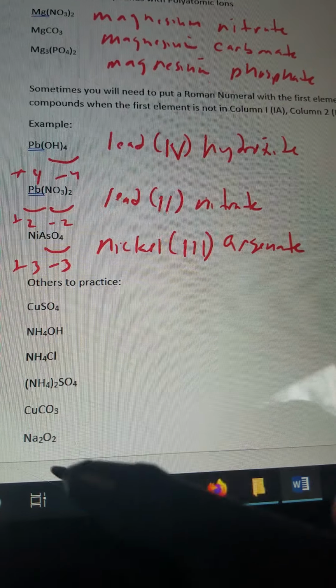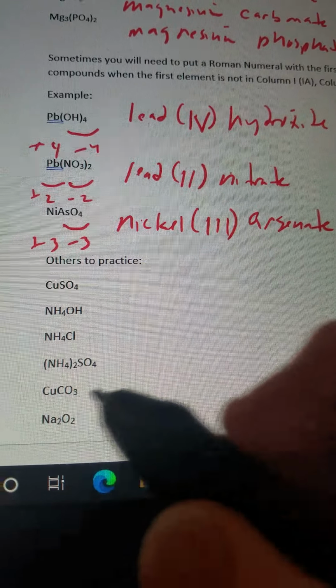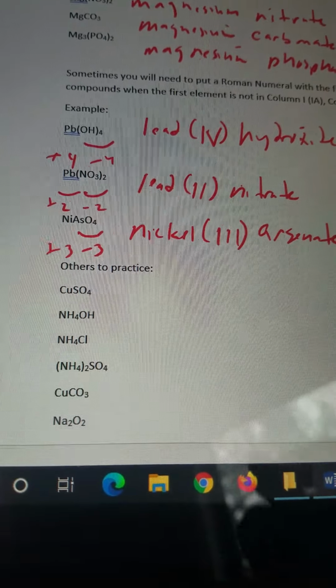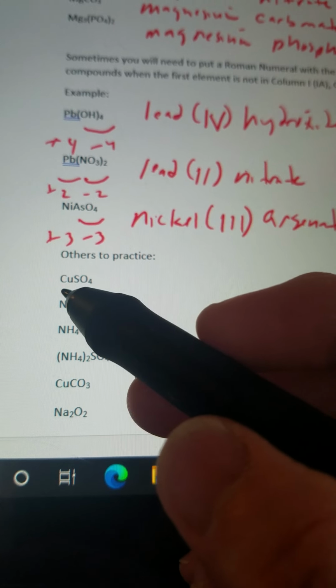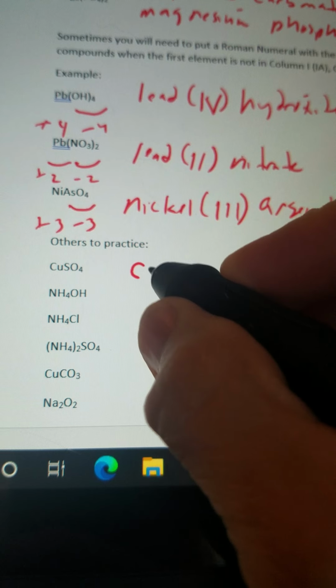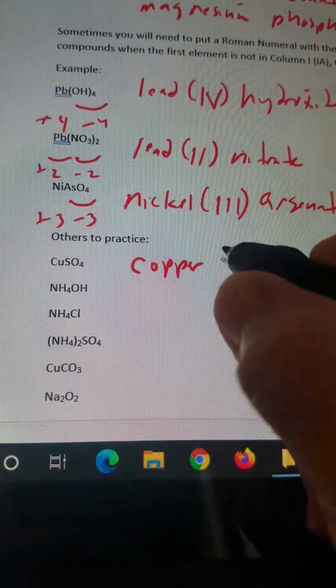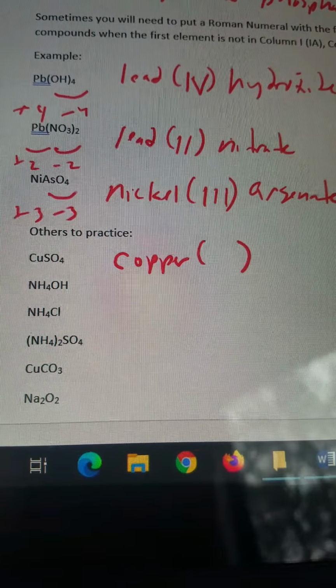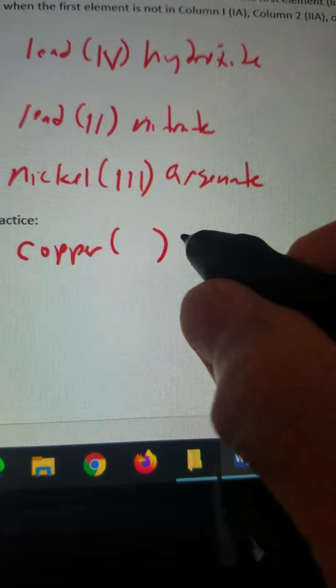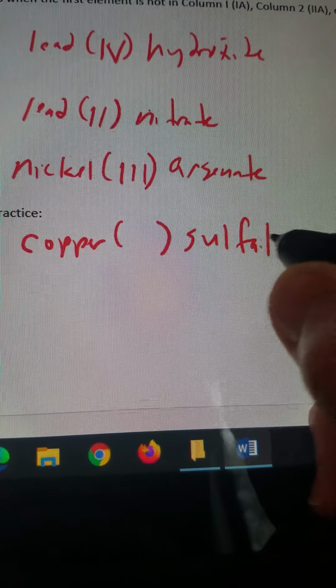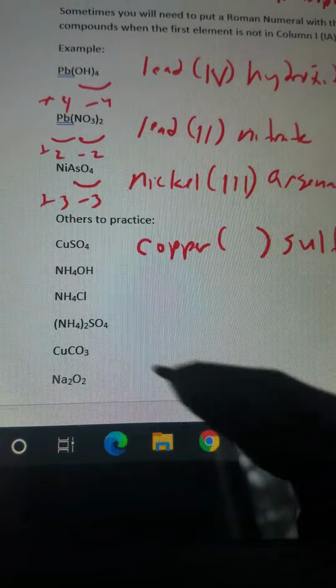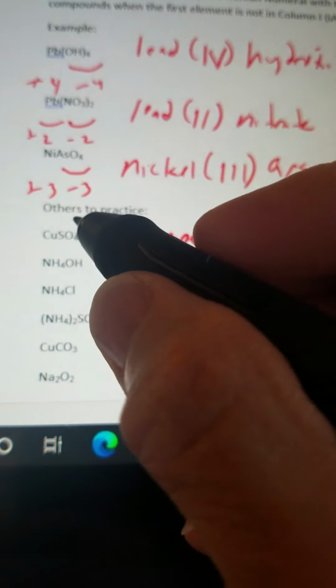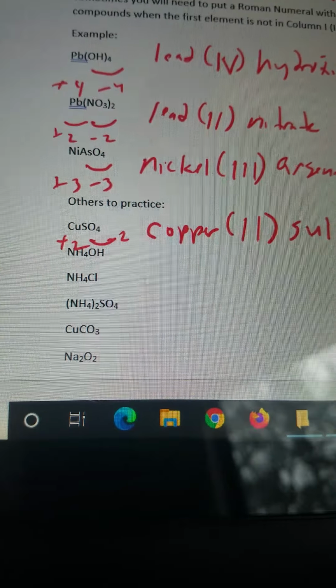Now these are some others to practice that are on the PowerPoint, so we'll go ahead and run through these real quick. Again, look at your first element. Since this is a single element, then we write it just like it is, so that would be copper. Since it's not in the first 2 columns, or silver, cadmium, zinc, or aluminum, it needs a Roman numeral. And then the SO4 is a polyatomic ion that's called sulfate. So to figure out what the charge of the copper is, we look for the charge of sulfate. Sulfate is -2. There's 1 of them, so this half is -2, meaning this half needs to be +2. So my Roman numeral here would need to be a 2.